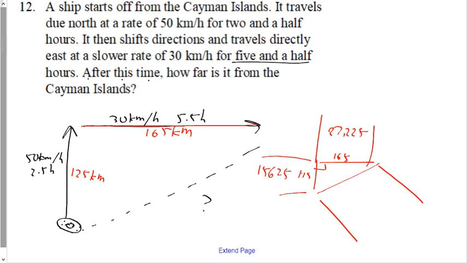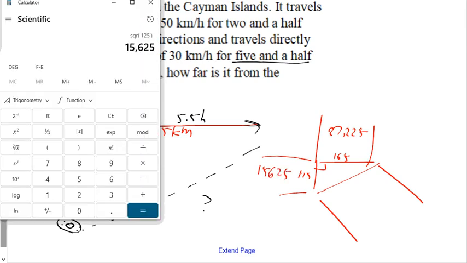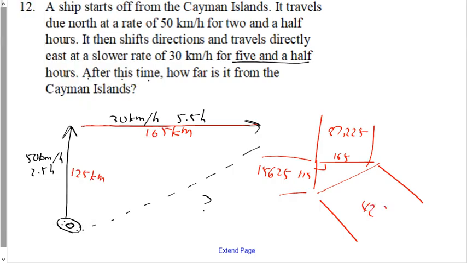The sum of those two, I'm going to add them together to get the other square, add that to the other one, I get 42,850. There were two people that said the following statement: Therefore, the ship is 42,850 kilometers from the Cayman Islands.